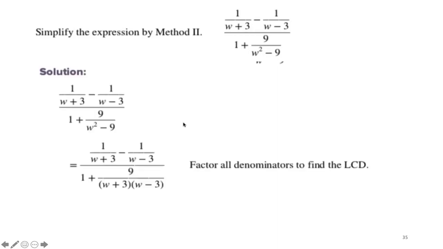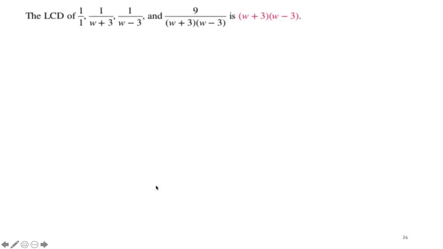And again, you can see that by just factoring this and seeing that to find the LCD, pick the highest term. w plus 3, no w plus 3, w plus 3, so you pick w plus 3. w minus 3, w minus 3, there's no w minus 3, so pick the higher, which is w minus 3. So this is the LCD. And now we're going to multiply everything by this LCD.